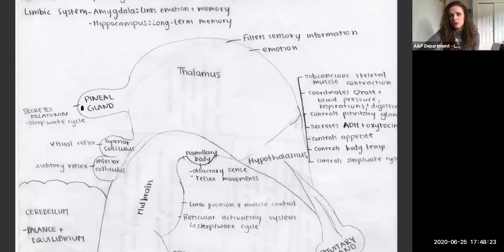Okay, if there's a hormone that I mentioned, memorize the hormone and where it comes from. Okay, so this is important. Your pineal gland secretes melatonin. It helps you fall asleep, and if it stops secreting, it helps you wake up.